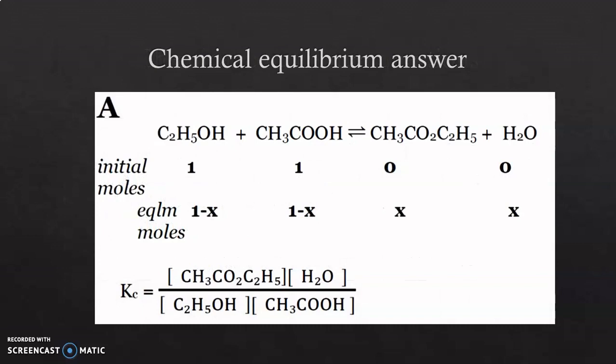Now, initially we had 1 mole of this and 1 mole of that. We had 0 moles of this and 0 moles of that. After some time, X moles of this reacted and X moles of that reacted as well to form X moles of this and X moles of that. So here we need to subtract those X moles from the initial moles, and we also subtract these X moles from that initial mole. And then here we're adding X moles and X moles. So there's a stoichiometric relationship here. 1 mole of this can react with 1 mole of that to form 1 mole of this and 1 mole of that. We need to understand this stoichiometry to come up with the initial moles and the equilibrium moles.